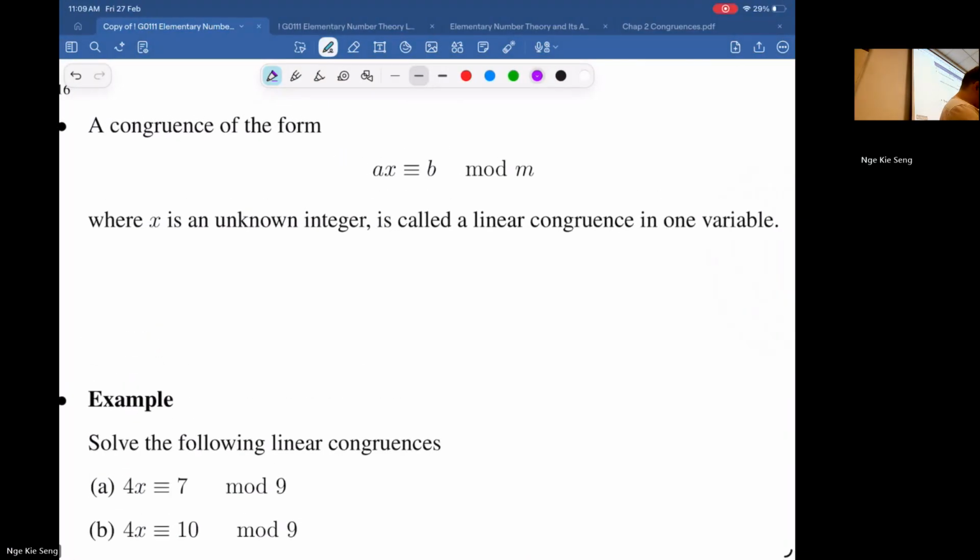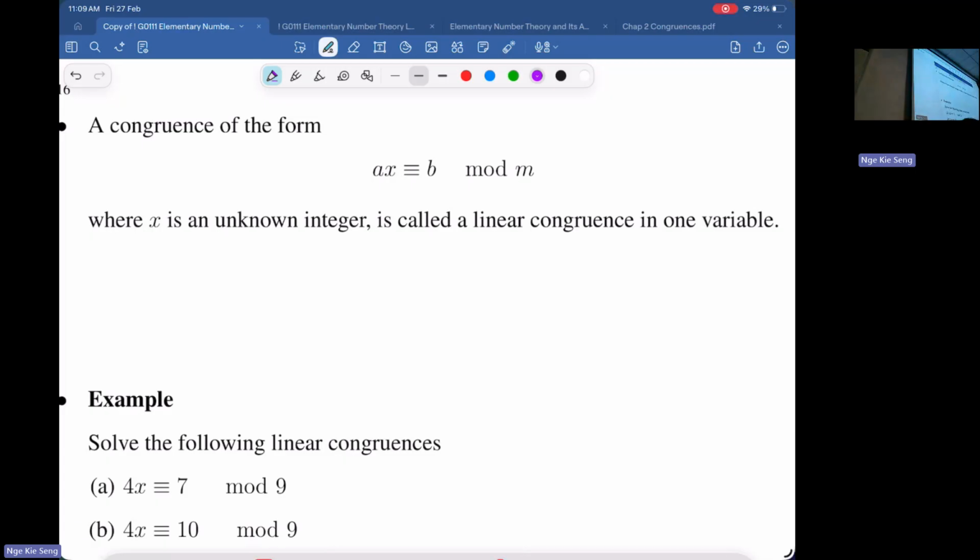So let's continue. A congruence of the form ax congruent to b mod m, where x is an unknown integer, is called a linear congruence in one variable. Actually, this is secretly a linear Diophantine equation. Did you realize this is secretly a linear Diophantine equation?